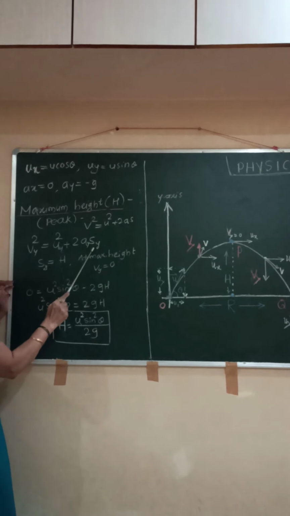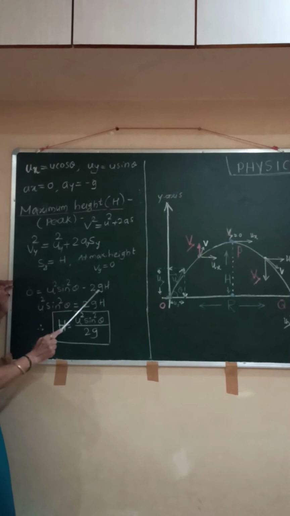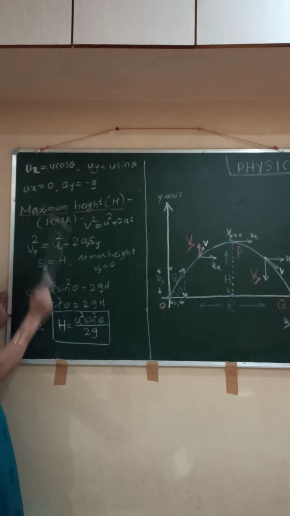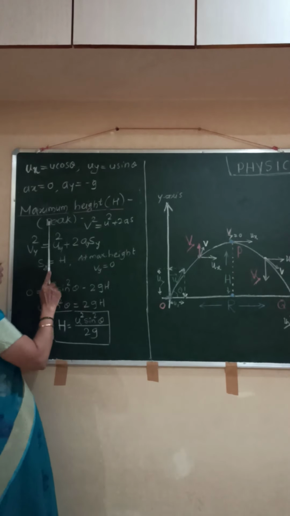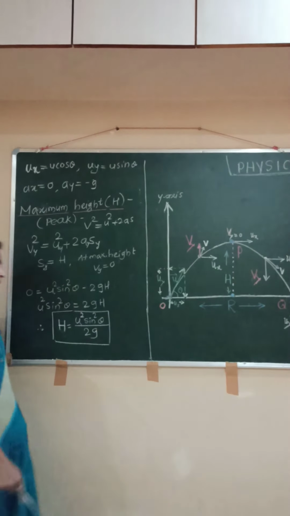And this sy is replaced by what? Maximum height of the projectile. Simple it is, only you should know these terms and which formula we have to use. Then you can easily get these equations. u square sin square theta is equal to 2gh. So rearrange the terms to get the height. So h will be equal to u square sin square theta upon 2g. This equation gives us the maximum height or peak of the projectile.